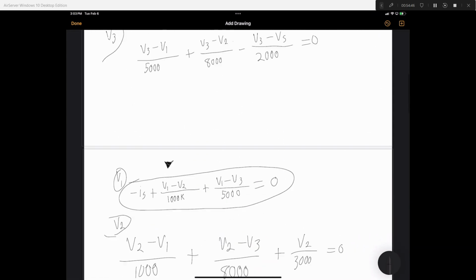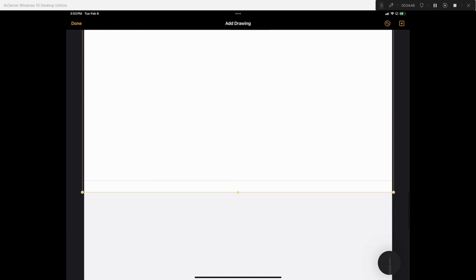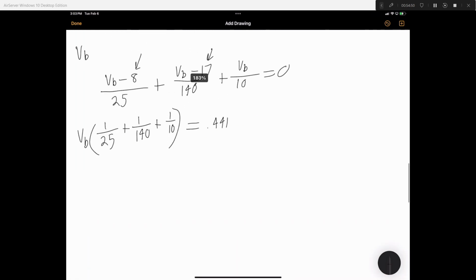We get a beautiful number, right? We got VB equal to 3 volts. Beautiful number. Nice. All right. Okay.